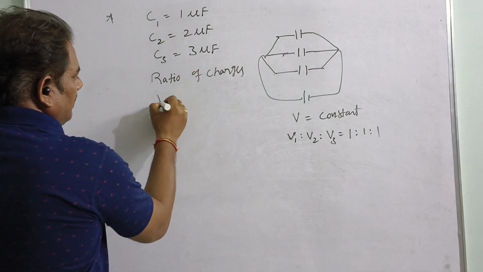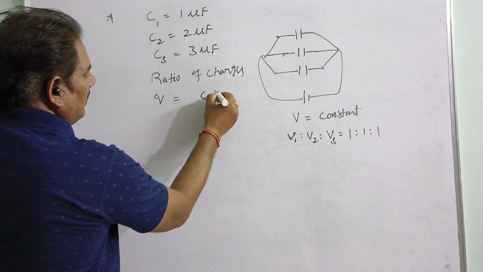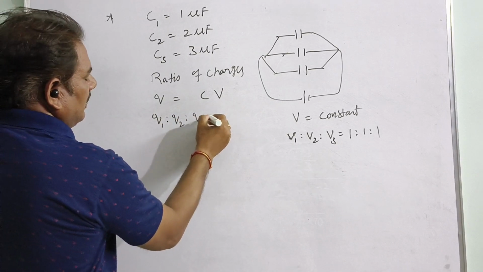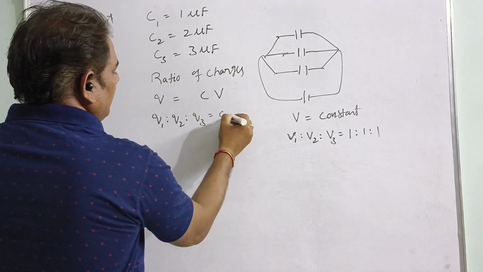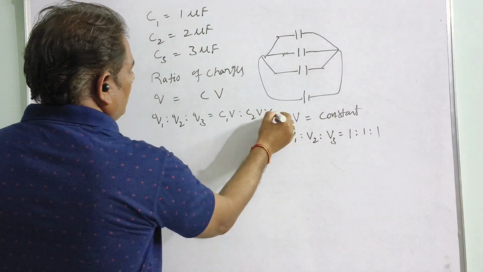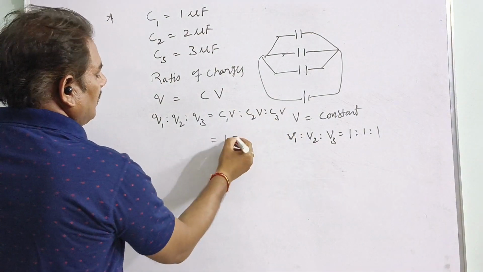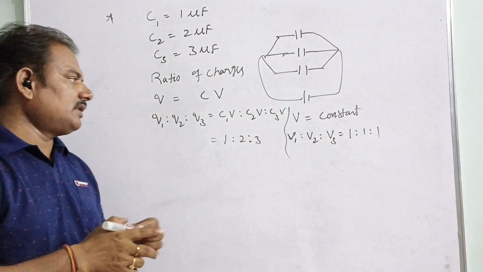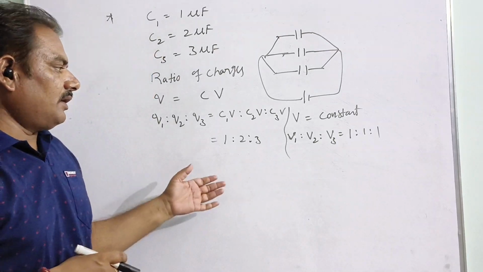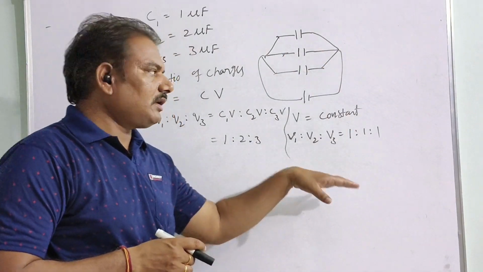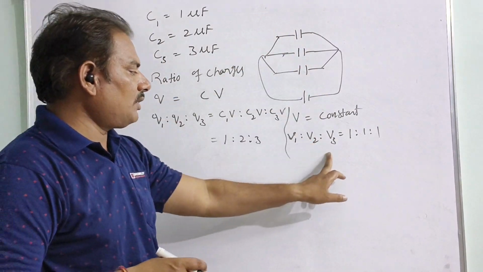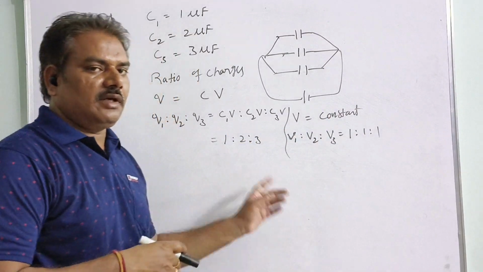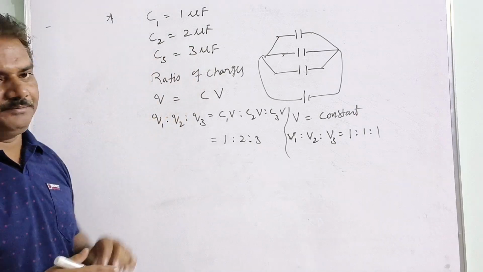But what is the charge ratio? Charge, we know Q equal to CV. So Q1 is to Q2 is to Q3 ratio equals C1V, C2V, C3V. So that equals 1 is to 2 is to 3. So this is the ratio of the charges. When three capacitors are connected in parallel, the potential ratio is constant, that is 1 is to 1 is to 1, and the charge ratio is 1 is to 2 is to 3.